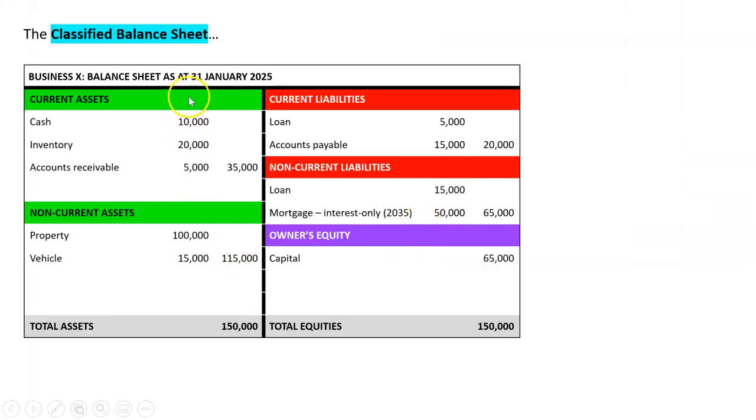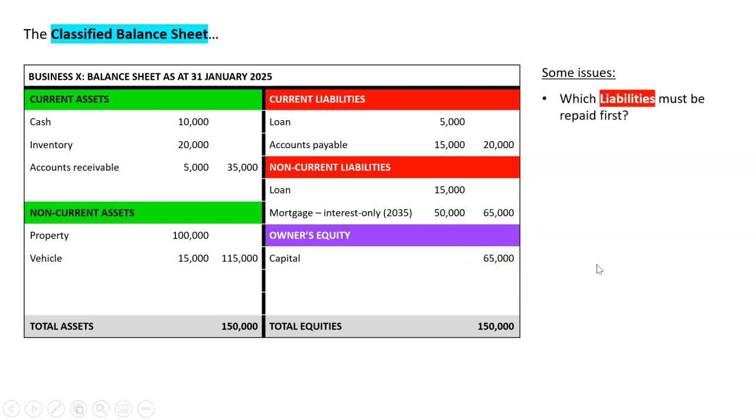And we use the two columns. We put the item under current assets in the first column, then the total in the second column. Non-current assets, item, total, and then we total them all up. Same with liabilities. We put the items in the first column for current liabilities, total in the second. Same for non-current liabilities, total in the second, and then we get our owner's equity there.